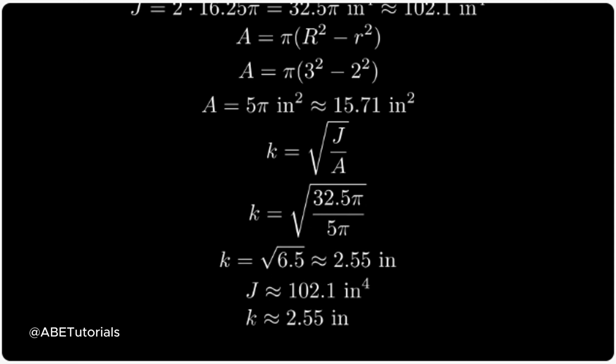So, the polar moment of inertia is approximately 102.1 inches to the 4th, and the radius of gyration is approximately 2.55 inches.